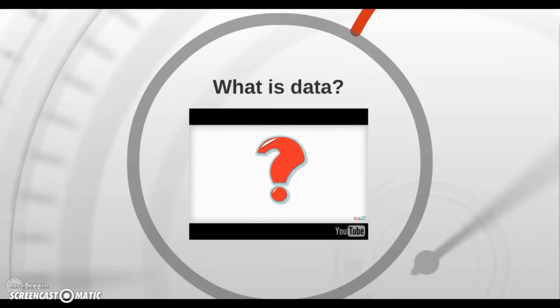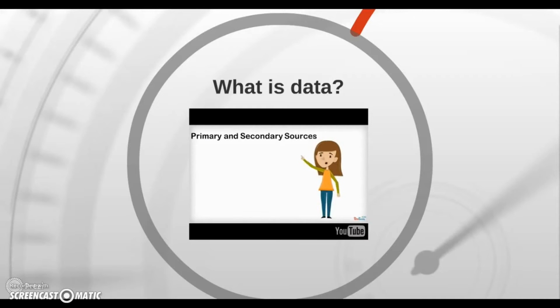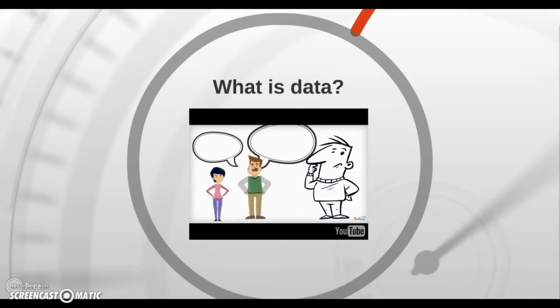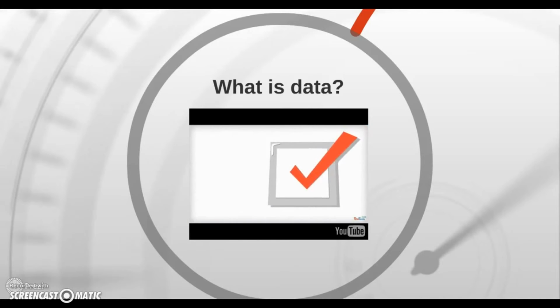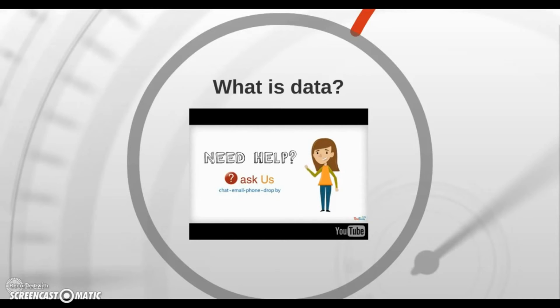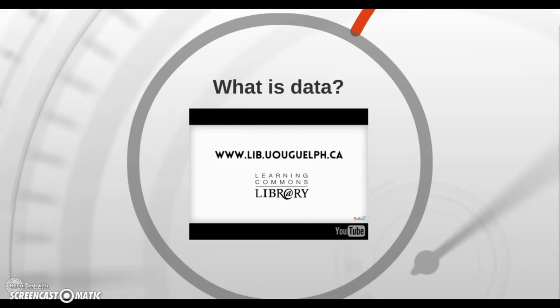How do we collect data? We collect data from primary and secondary sources. Primary sources might include data collected by researchers through interviews, observations, case studies, questionnaires. Secondary sources might include data that already exists. Official statistics, web information, government reports, previous research. Need help? Ask us. Chat, email, phone, or drop by. This concludes the library video on the basics of data.